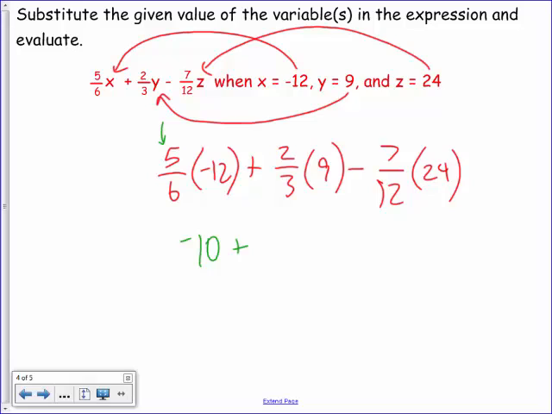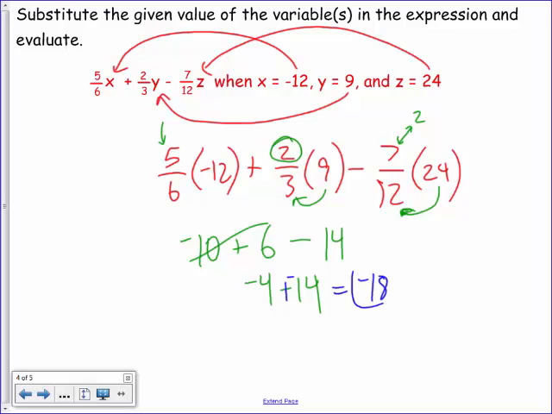Over here, well, if I broke 9 into thirds, they'd each be worth 3. And if I want 2 of them, 2 times 3 is 6. And lastly, if I broke 24 into 12ths, they'd each be worth 2. It's 24 divided by 12. And if I want 7 2s, I would have 14, right? 7 times 2. That's kind of how I do that mentally. And then I work through negative 10 plus 6 is negative 4 minus 14. I like to add the opposite, so negative 18.